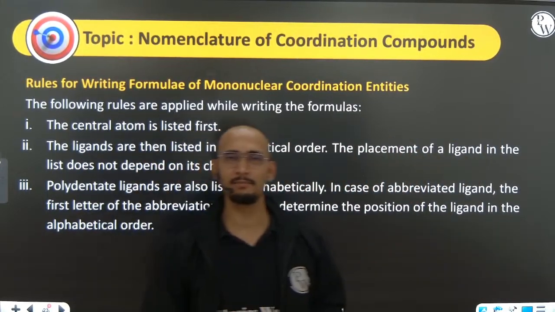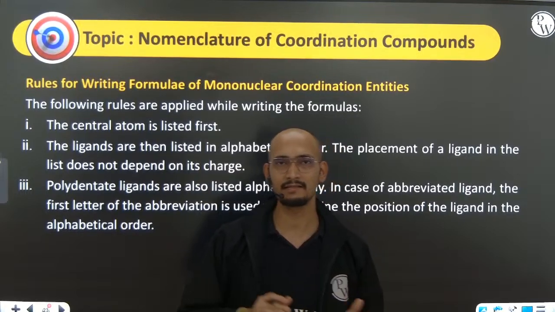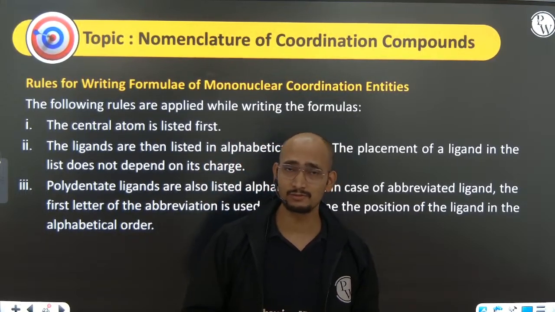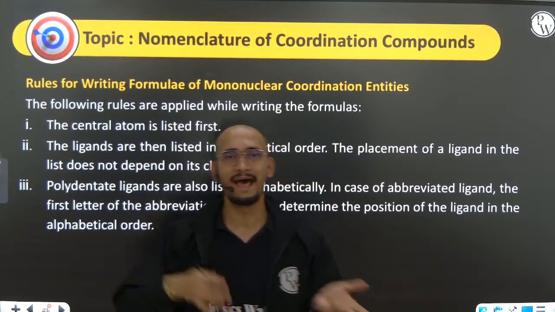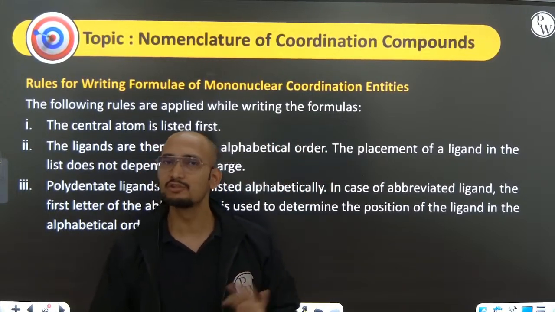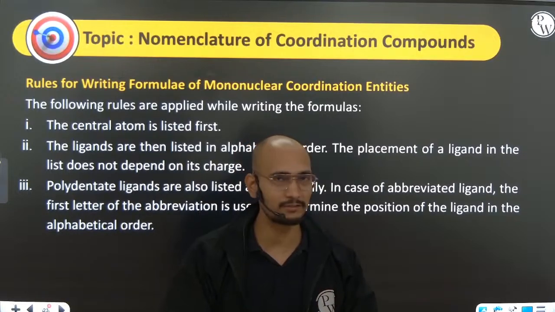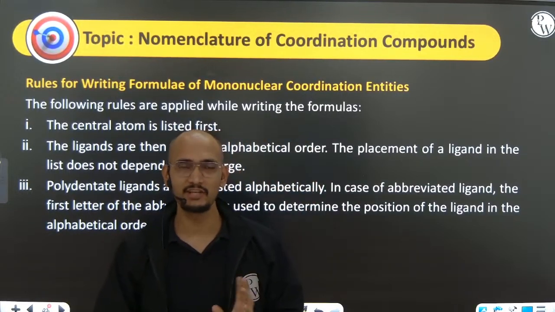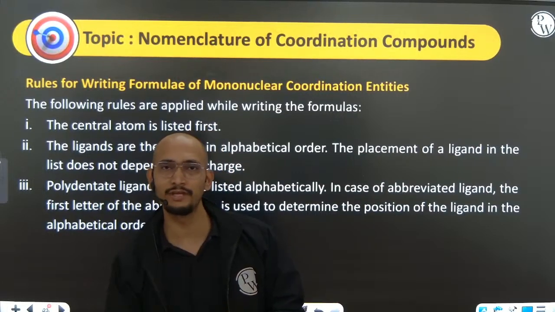In nomenclature, what do we do? We always name the cation first and the anion later. So the cation may be complex or it may be a simple cation, or the anion may be complex or simple anion. Whatever is the cation, first of all, either it is complex or simple, no problem. You will have to name it first and later on you will go for the anion. For example, in sodium chloride, first you say sodium and then you call it chloride.